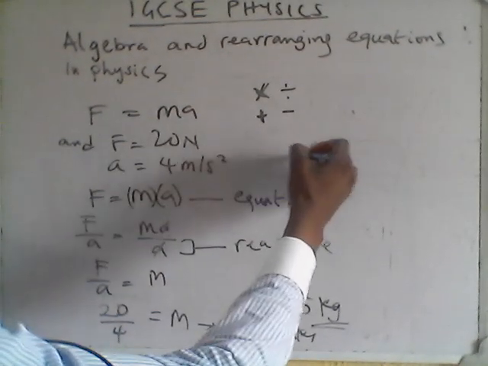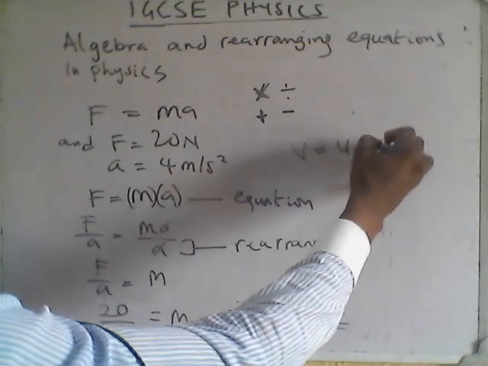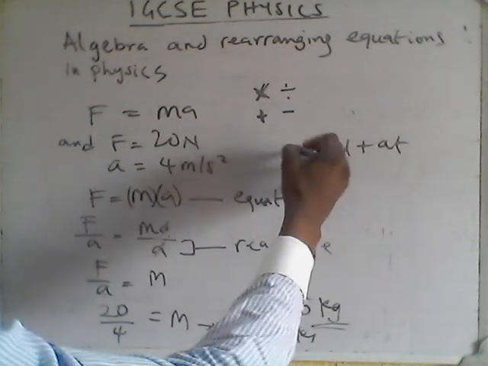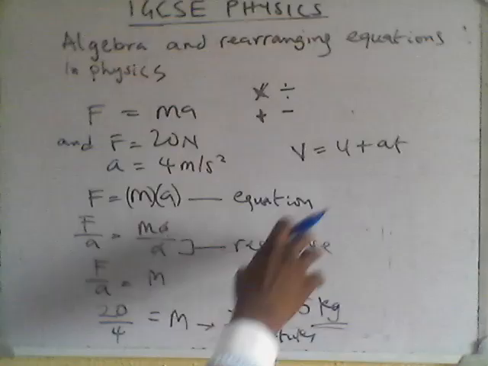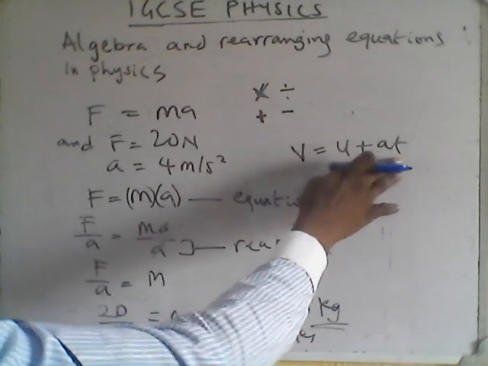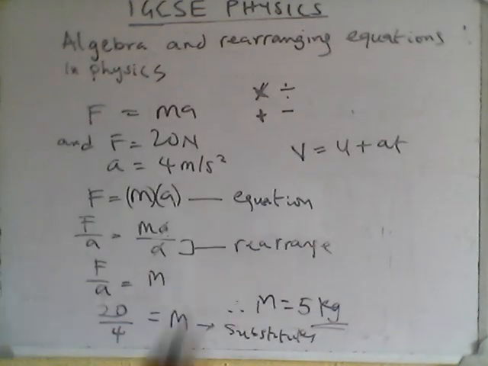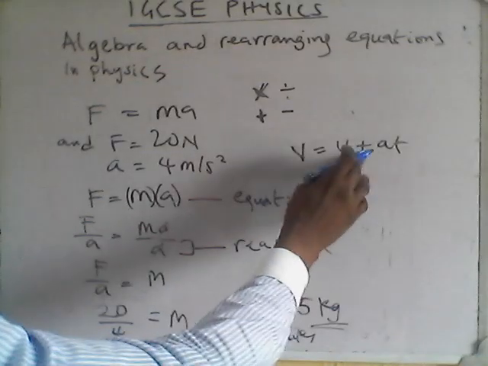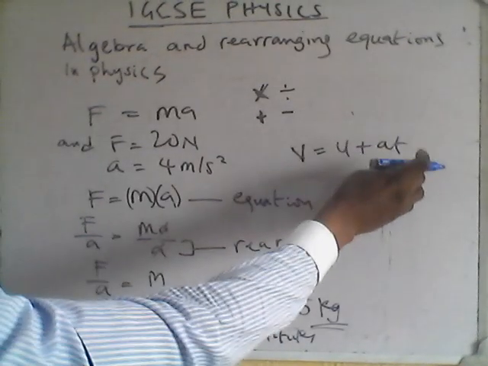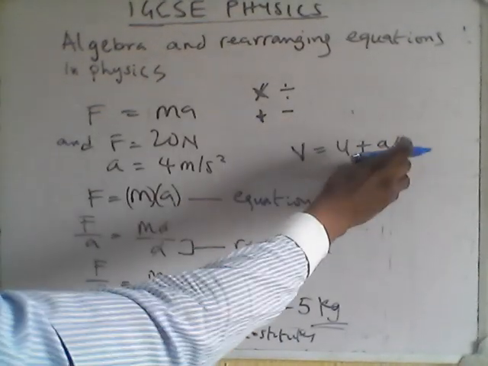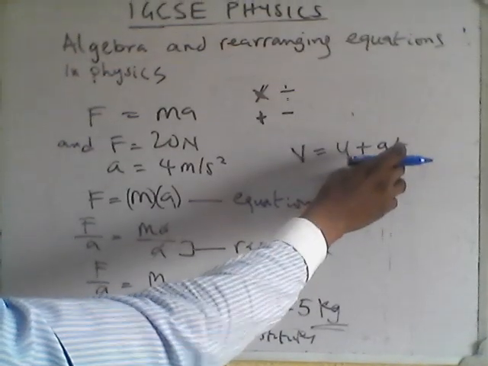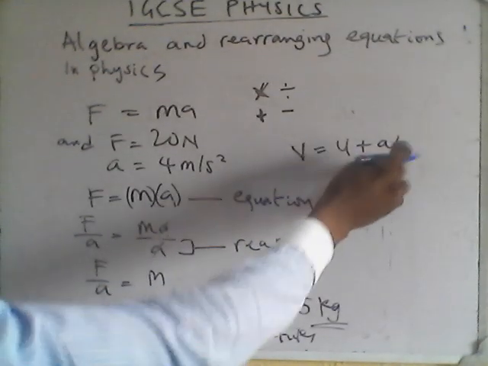So if I have v is equals to u plus at, and I want to remove, for instance, these two of them together. To remove it, because plus is attached to at, I will use minus, you understand, to remove the two of them. So what I will do, I will say subtract both sides by at.